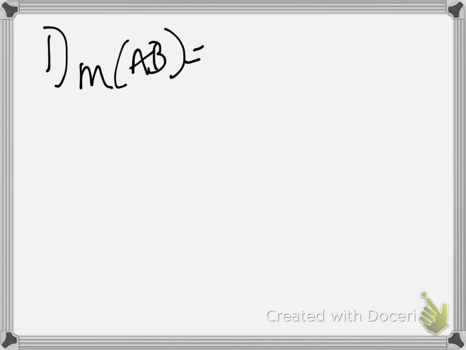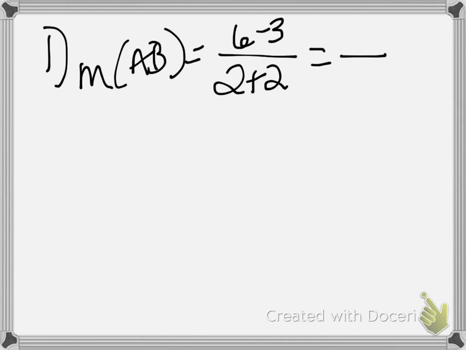On number 1, we're going to use the slope formula. Okay, so I find 6 minus 3, which is 3. 2 plus 2 is 4. And that gives me a slope of 3/4.